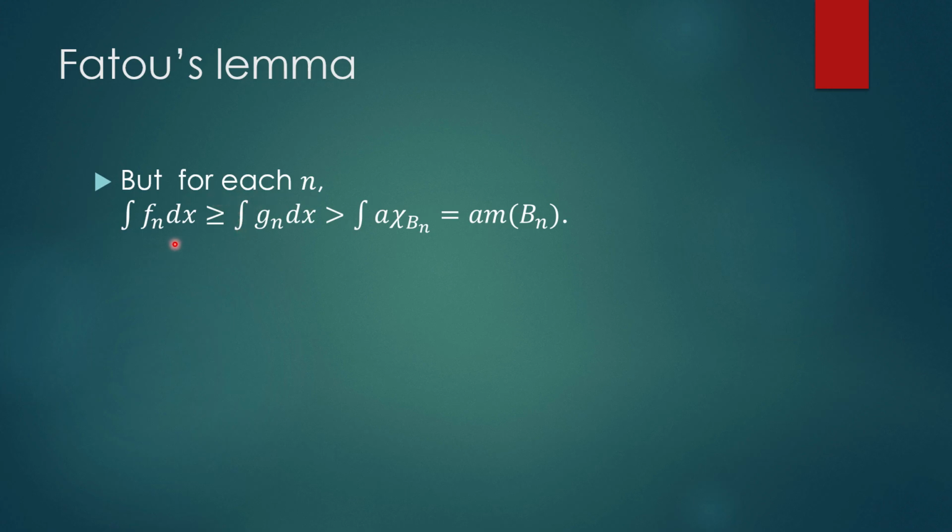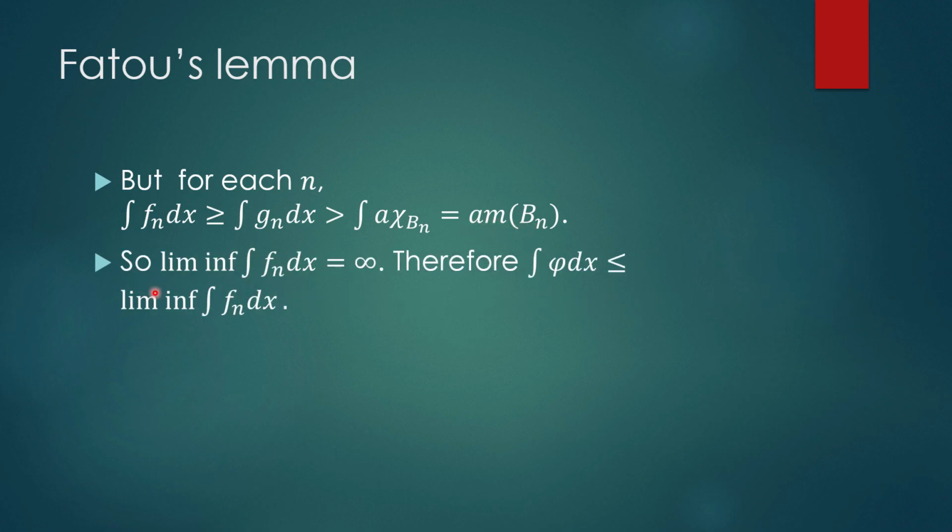But for each n we have fn greater than or equal to gn, therefore the integral of fn dx will be greater than or equal to the integral of gn dx, and that will be strictly greater than a times chi Bn, because gn is greater than a on Bn. So this inequality holds true, and this is exactly equal to the measure of Bn times a. Alright, so the limit infimum of the integral of fn dx is equal to infinity, because as n tends to infinity this side is infinity, so this itself is equal to infinity. So this one is infinity and this one is infinity, so equality holds. Therefore Fatou's lemma is true when the integral of phi(x) dx is equal to infinity.